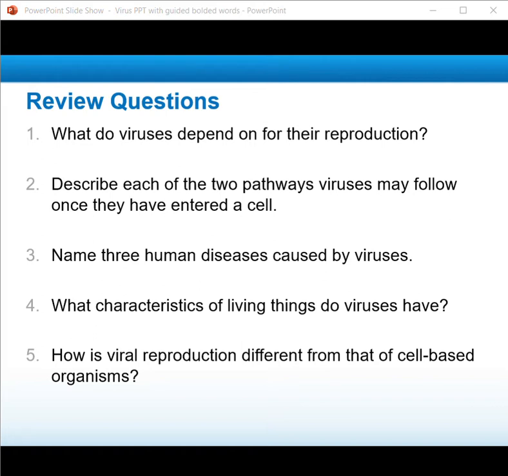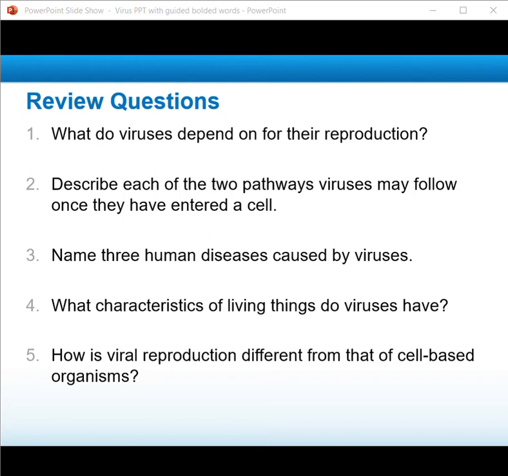Let's go to number 1. What do viruses depend on for reproduction? If you remember, we just talked about how viruses actually need living things. They need living cells because they are non-living particles. They cannot reproduce on their own. So viruses depend on living cells for their reproduction. And make sure you write these down in your notebooks. Number 2, describe each of the 2 pathways viruses may follow once they have entered a cell.